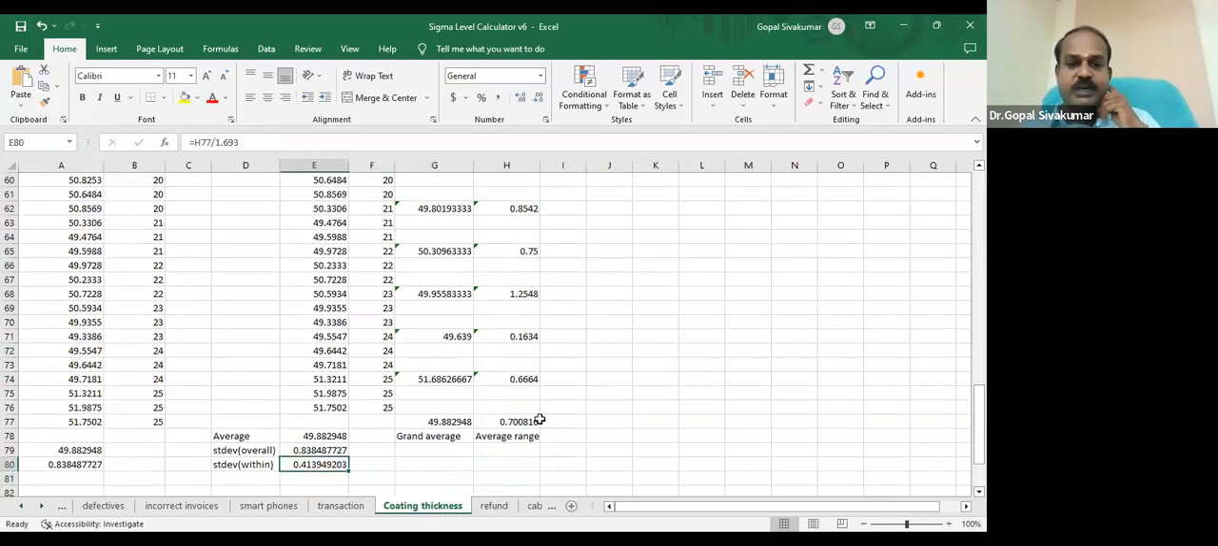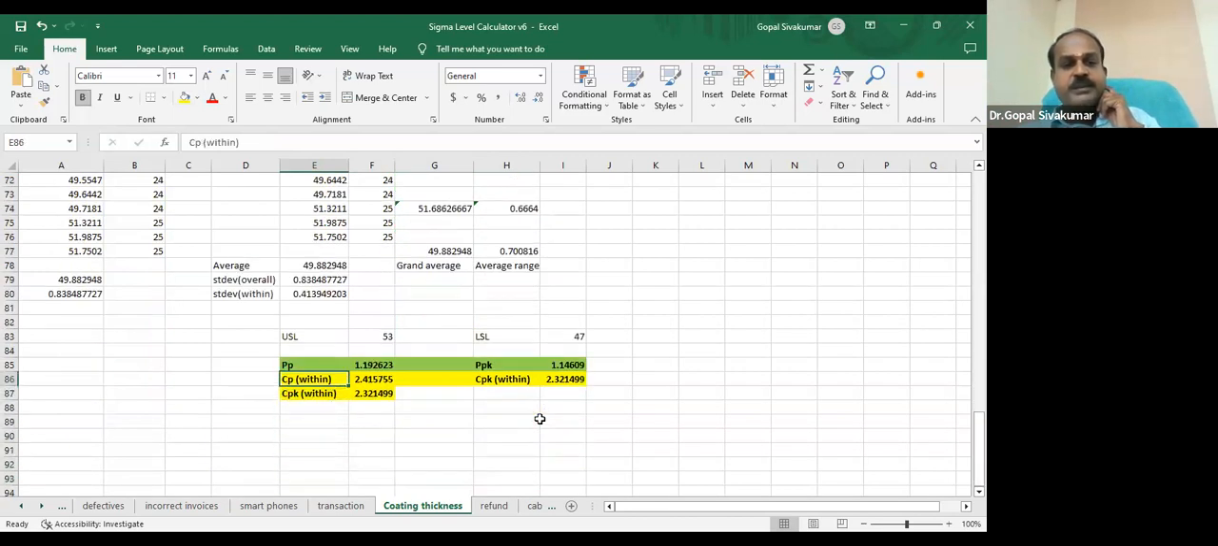You see here, what is the formula? H77, which is 0.700816, divided by 1.693. What is 1.693? A statistical constant. So the within standard deviation is available, and the overall standard deviation is available. Accordingly, Pp, Ppk and Cp, Cpk are calculated. Now let us see how we can do it in Minitab.